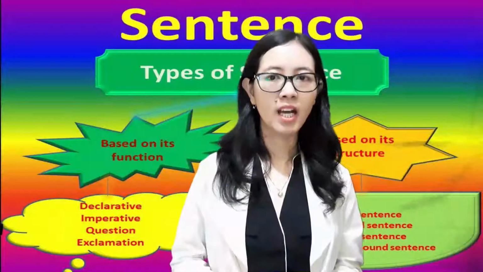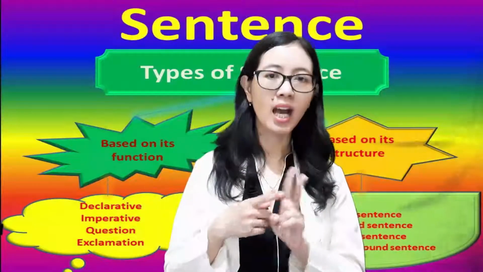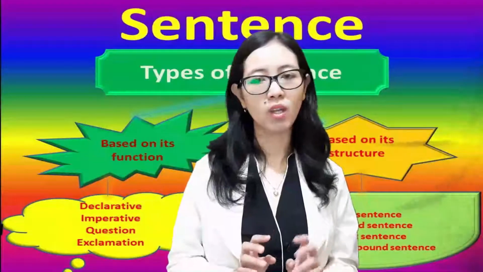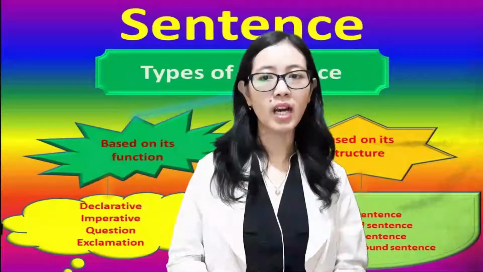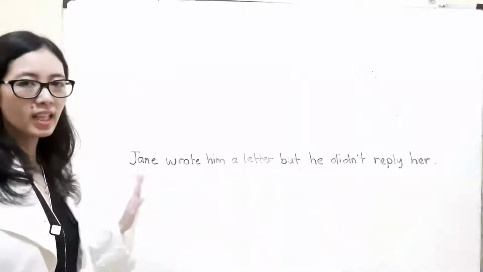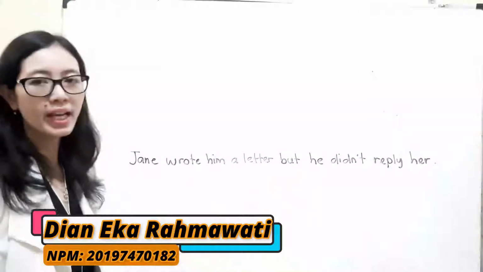Compound sentence. A compound sentence has at least two main or independent clauses connected by a coordinating conjunction. It has no dependent clause. Independent clauses are also sometimes connected by the semicolon mark. Let's try to analyze this sentence. Jane wrote him a letter, but he didn't reply to her.